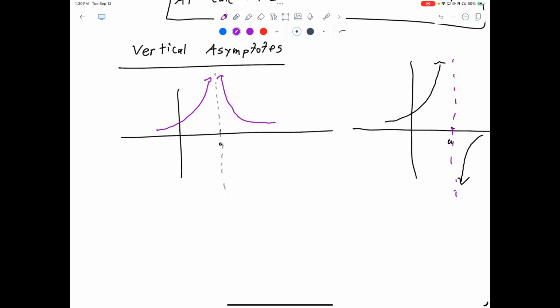Now, what about the right graph? What is different on the right side graph? One side's going up. It's increasing on one side. It's decreasing on the other. So what is the left side approaching? Infinity. What is the right side approaching? And that's the key word, negative infinity. You don't have to write positive infinity. If you just say infinity, that means positive infinity.